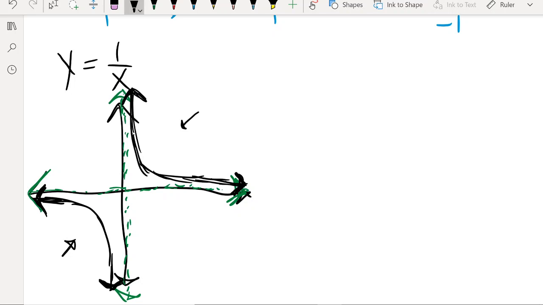And then you have one that's really similar, which would be y equals 1 over x squared. I'm not going to list that one because it's kind of the same. It just flips this guy over here, so it's kind of like that.